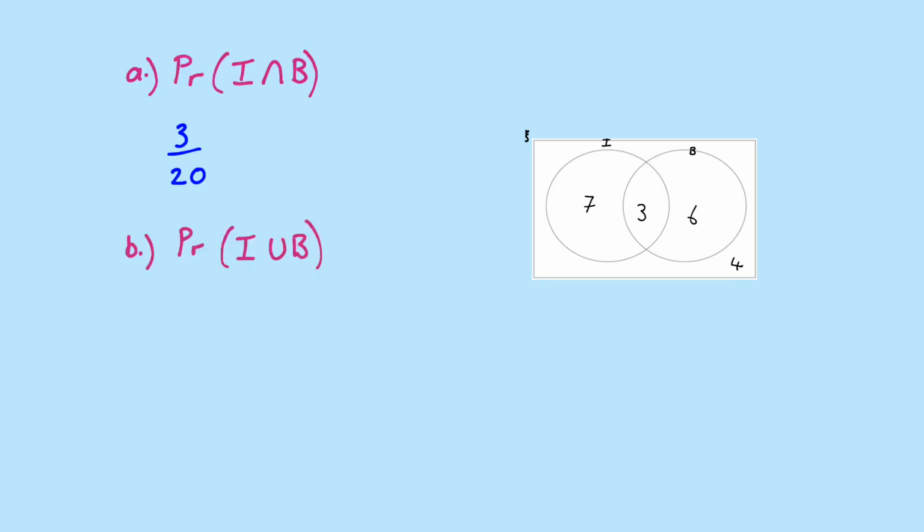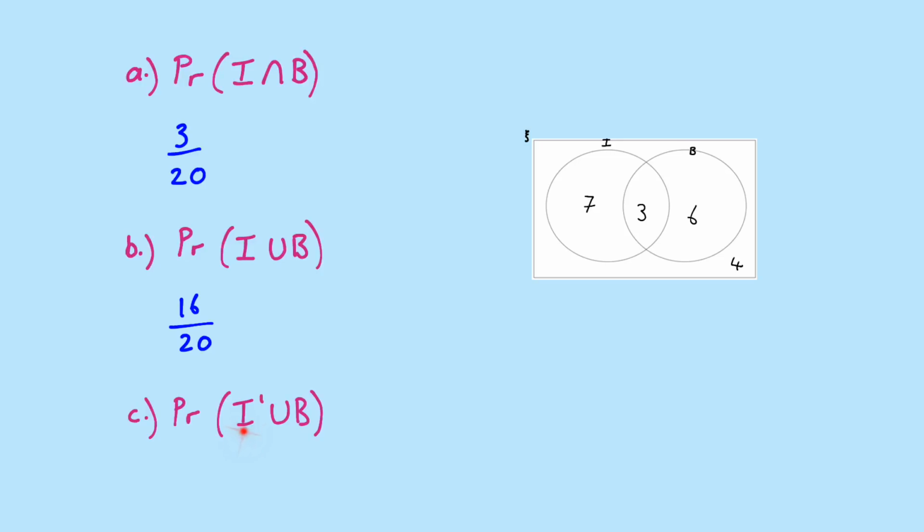The next one is the probability of the union of ice skating and biking. So they're doing at least one of those activities. So that will give me 7 plus 3 plus 6. And that's 16/20.